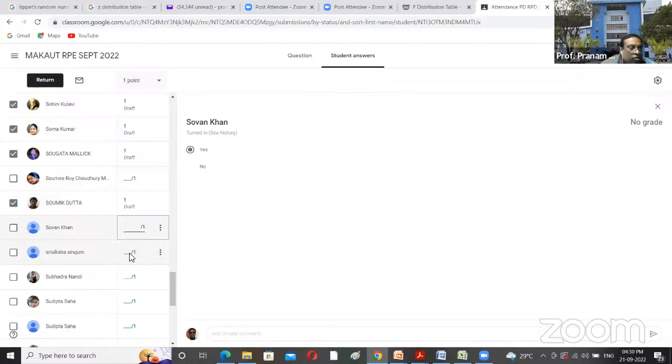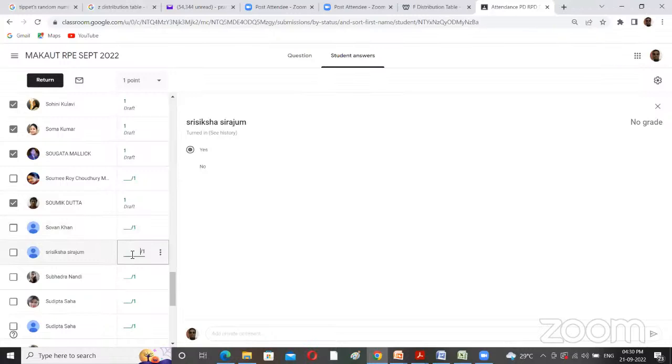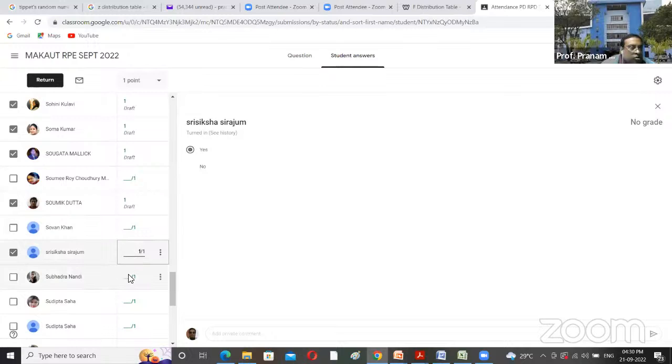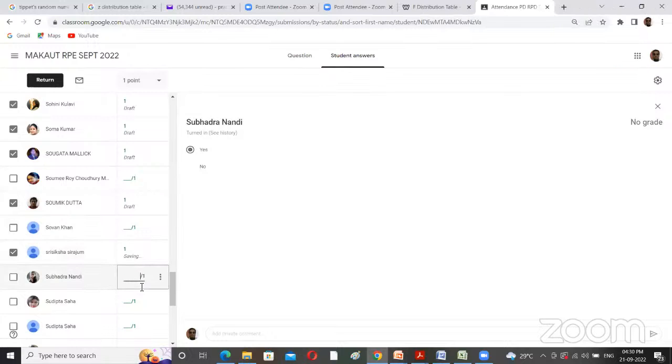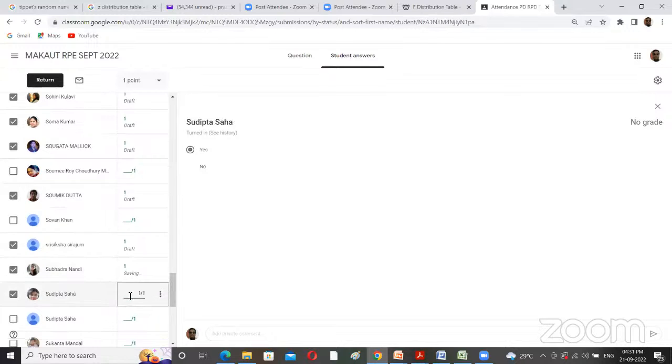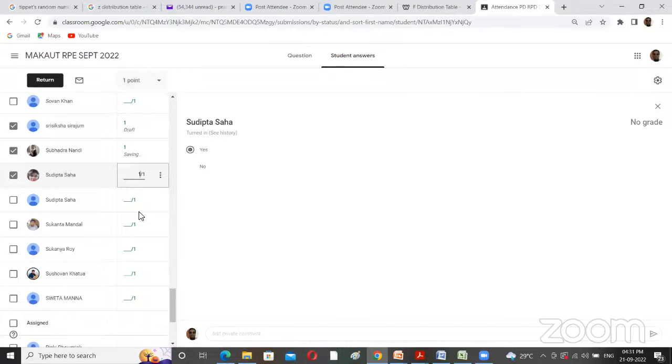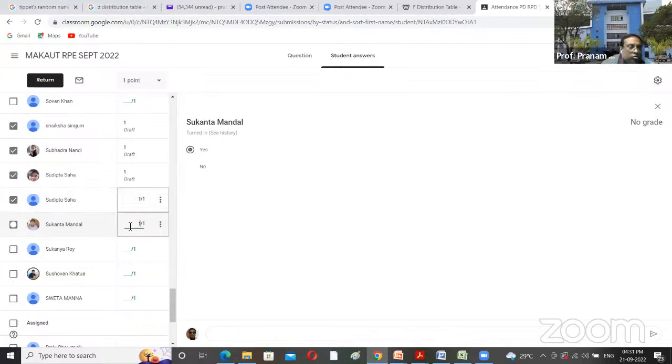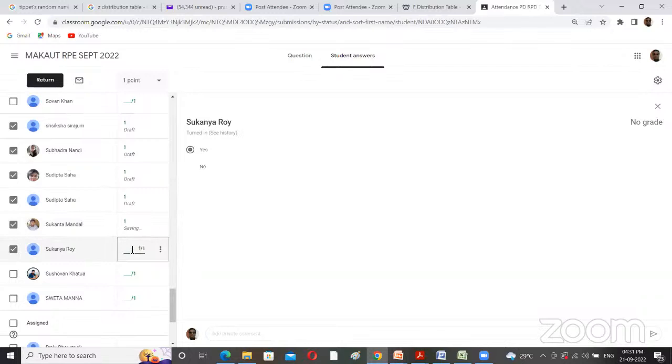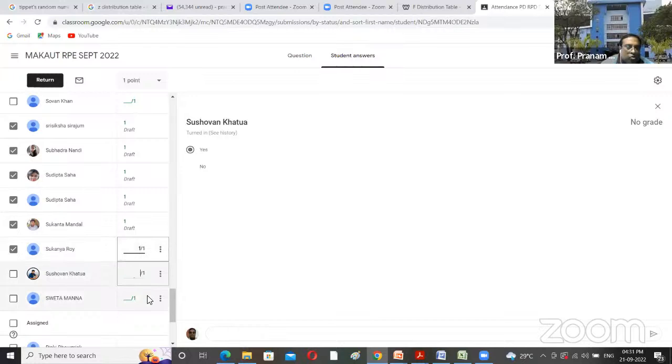Sri Shiksha Sirajum, present, sir. Subhadra Nandi, present, sir. Sudipta Saha, present, sir. Sukanto Mondol, present, sir. Sukarna Roy, yes sir, present. Sushovan Khatua, present, sir. Sheta Manna.